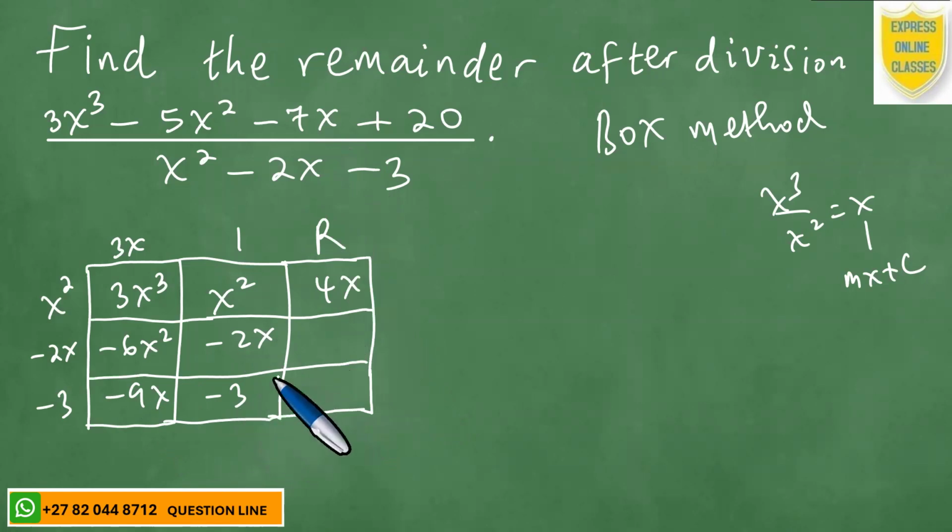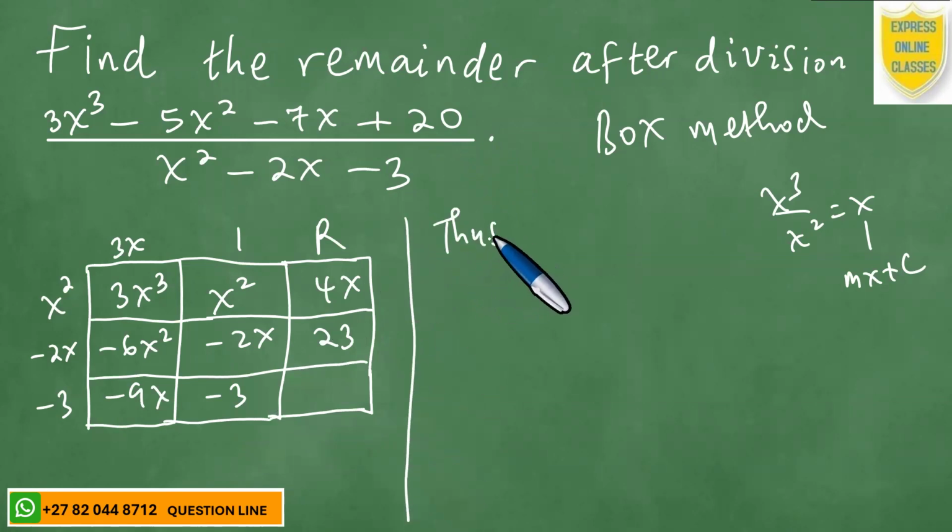Right, next, we decide what number to put here so that the constant term is catered for. In this case, with a minus 3 as a constant, we can only put a 23 here, because 23 added with minus 3 would give us a 20.